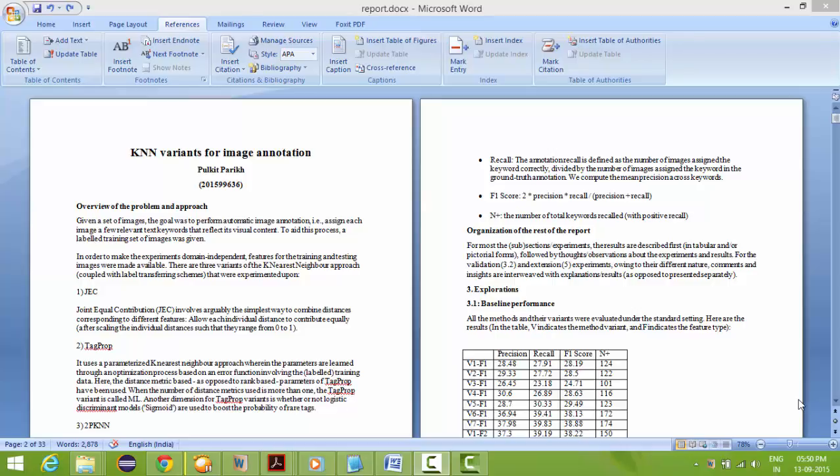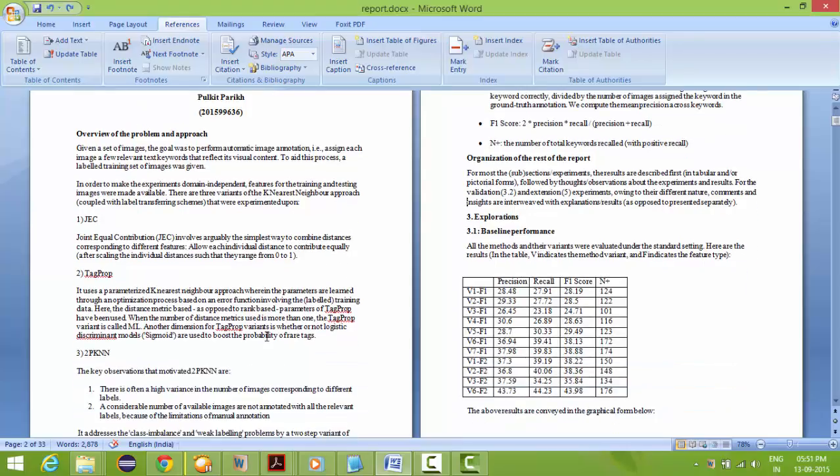TagProp uses a parameterized k-nearest neighbor approach in which the parameters are learned through an optimization process. Here, the distance metric based, as opposed to rank based, parameters of TagProp have been used. When the number of distance metrics used is more than one, the TagProp variant is called ML, in which ML stands for machine learning. Another dimension for TagProp variants is whether or not logistic discriminant models, sigmoid, are used to boost the probability of rare tags.